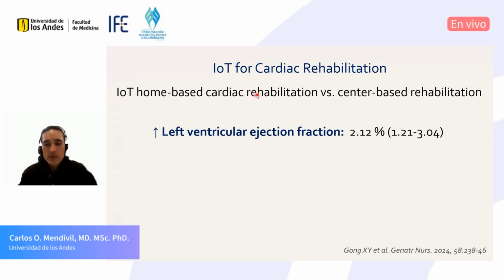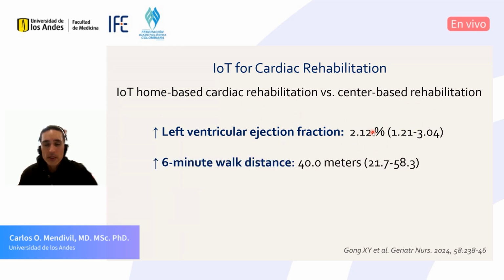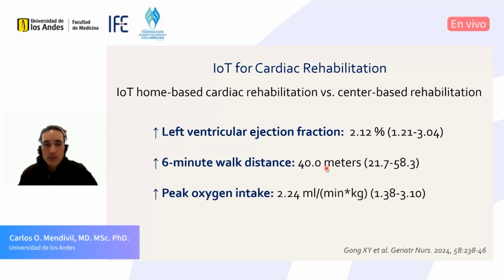In this systematic review, when the change in the LVEF is compared for the IoT-based rehabilitation versus center-based rehabilitation, they actually did better with the home-based, IoT-based program. Not a lot better, but somewhat better and significantly better. The same was found for the 6-minute walk distance. Again, not a huge difference, but in favor of the IoT solution. And the same for peak oxygen intake, about 2.2 milliliters per minute per kilogram. All of these differences were statistically significant. They are not of immense clinical significance, but it suggests that IoT-based rehabilitation can be at least as good as center-based rehabilitation.